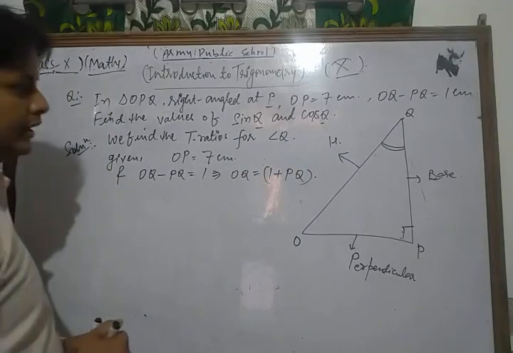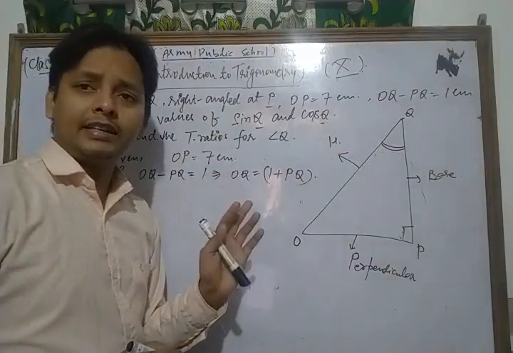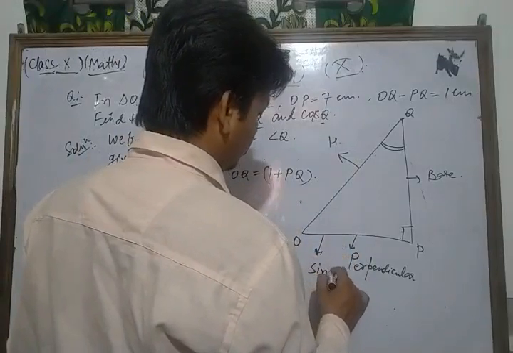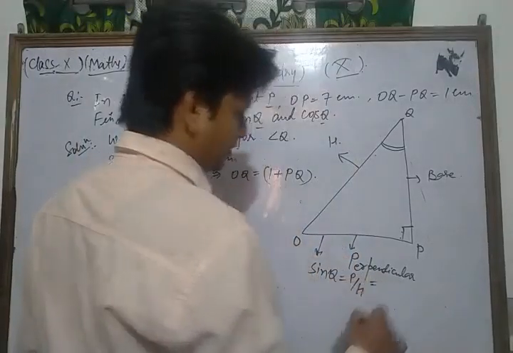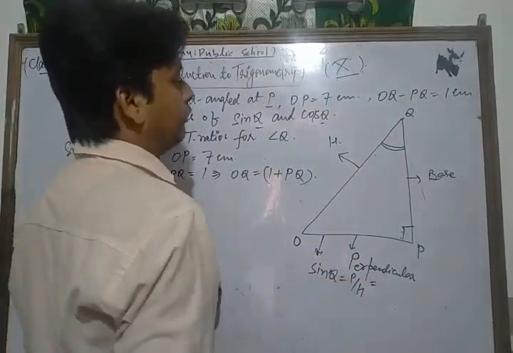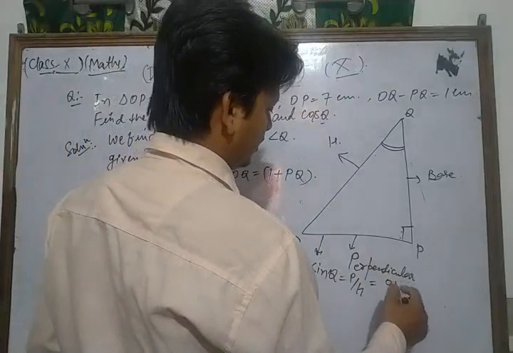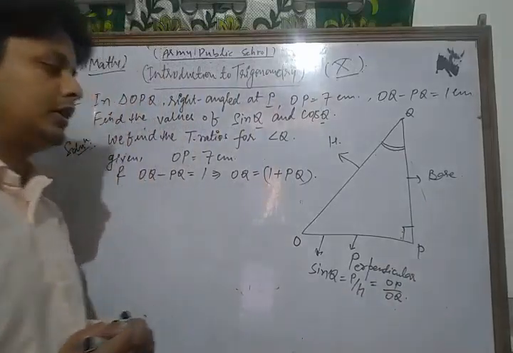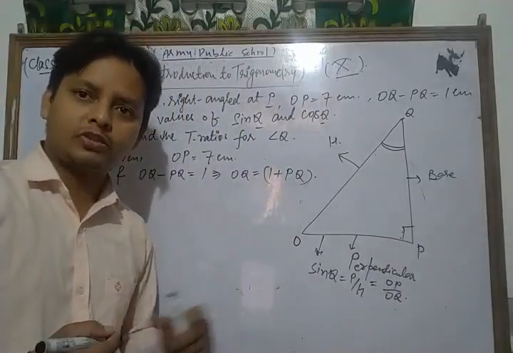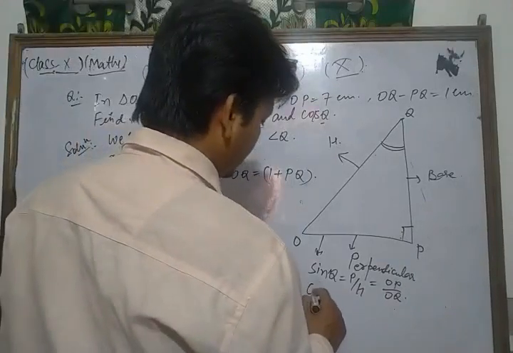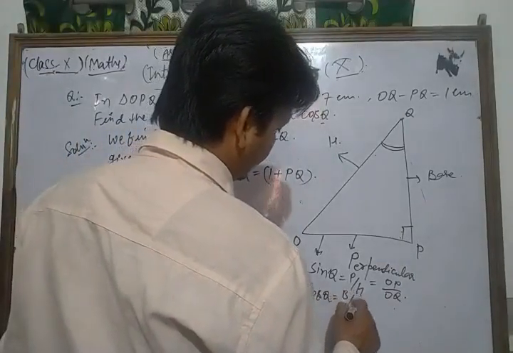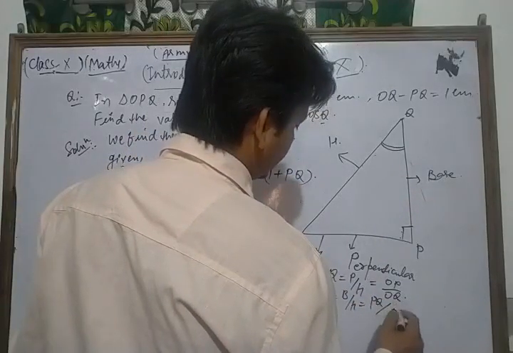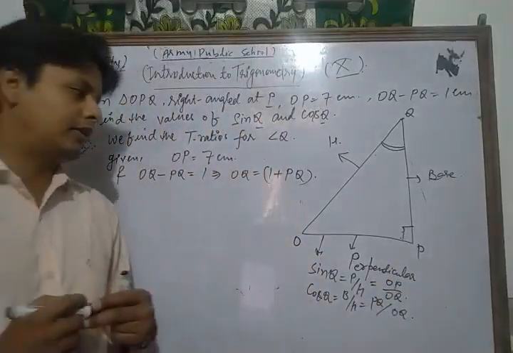And from the figure, the trigonometric ratios of sin and cos for angle Q are: sin Q is equal to perpendicular upon hypotenuse. Perpendicular is OP and hypotenuse is OQ. So OP upon OQ is the value of sine of angle Q. And cos Q is base upon hypotenuse. Base is PQ and hypotenuse is OQ. So this is the value of sine of angle Q and cos of angle Q.